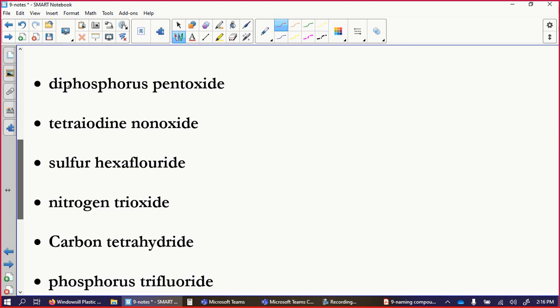even easier. Well, diphosphorus. So that means I've got P2. Pent means I'm going to have 5. Oxide, P2O5. Iodine, well, I've got tetraiodine, so that's that. Non-oxide means it's an O and a 9. Whether any of these, well, that one you can buy in a bottle, that one you can buy in a bottle or cylinder. Whether that works, I have no idea. It's just the process. No prefix.